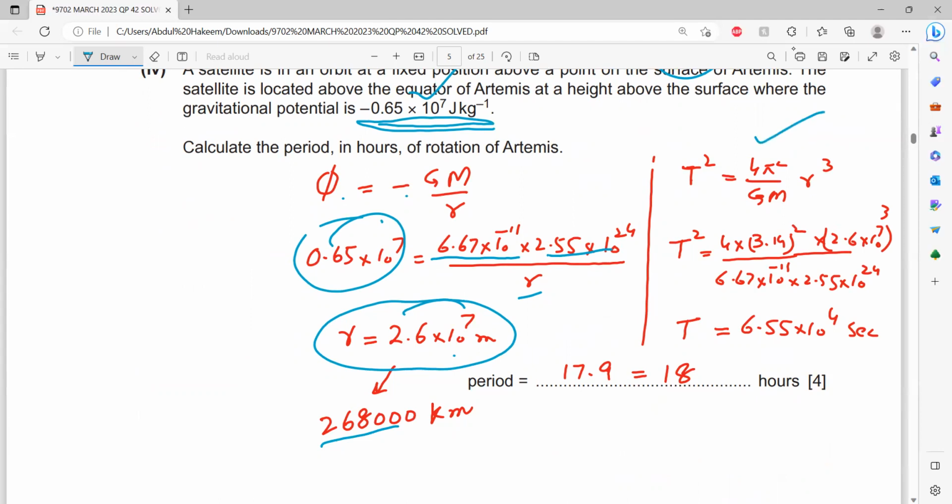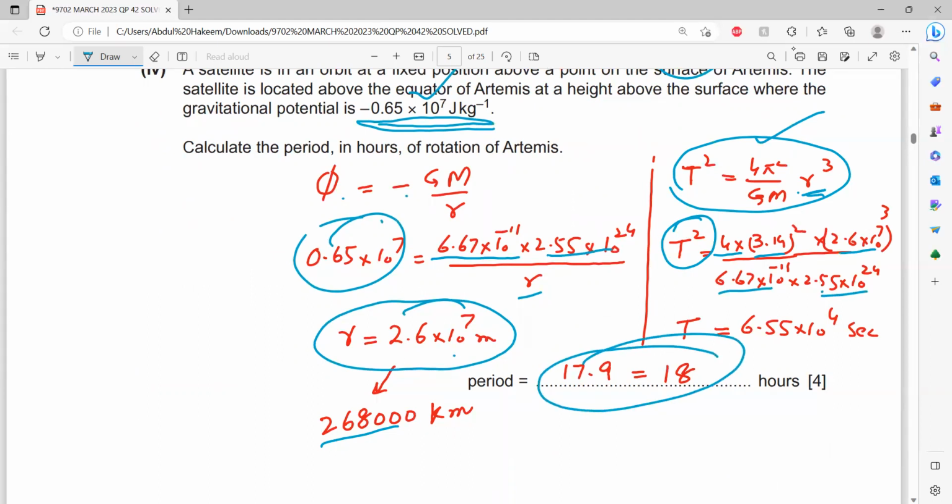Then from Kepler's law, T squared is equal to 4 pi squared r cubed over GM. This T is required, for pi value, and this R, which is calculated, is 2.6 times 10 to the power 7, whole to the power 3, G and M. You will get this answer, which is approximately 18 hours. These are the seconds; then you have to convert it into hours by dividing by 3,600.